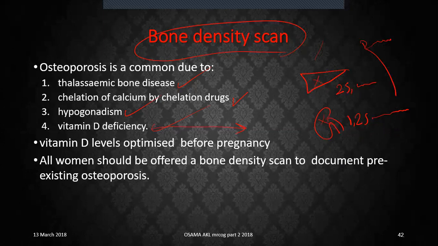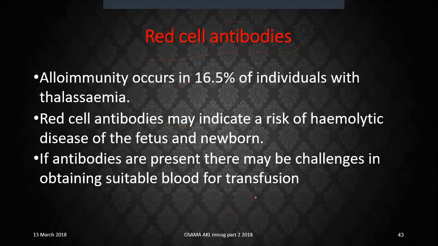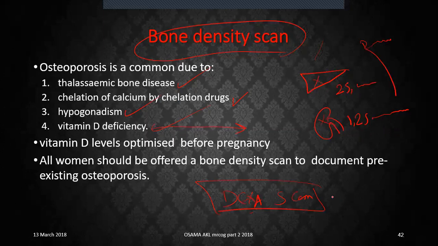To assess bone mineral density, we use what's called DEXA scan. When we use DEXA scan, we have two methods for interpretation of the results. We have either what's called T-score or Z-score. What's more commonly used is Z-score.